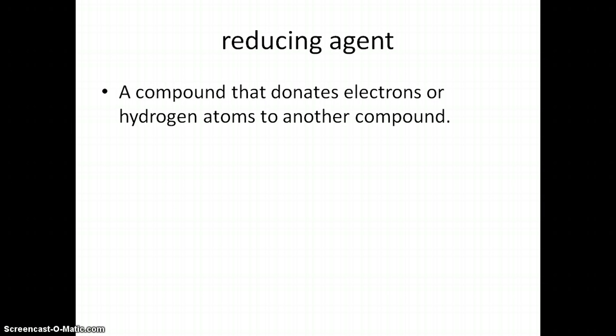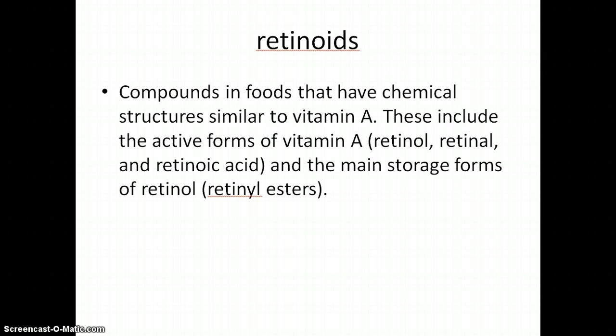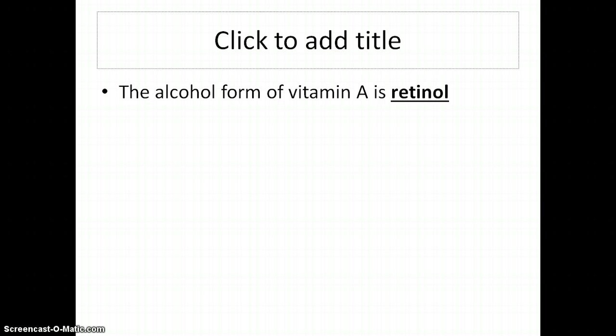Reducing agents are compounds that donate electrons or hydrogen atoms to another compound. Retinoids are compounds in foods that have a chemical structure similar to vitamin A. They have active forms of vitamin A known as retinol and retinoic acid. And the main form of storage then is as a retinol ester. The alcohol form of vitamin A is retinol.